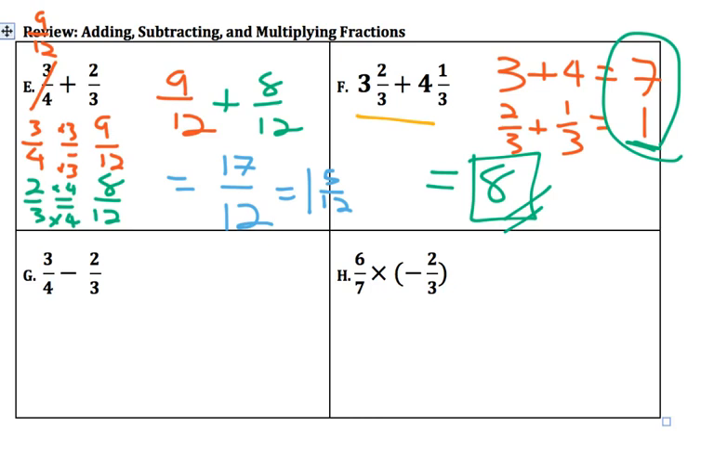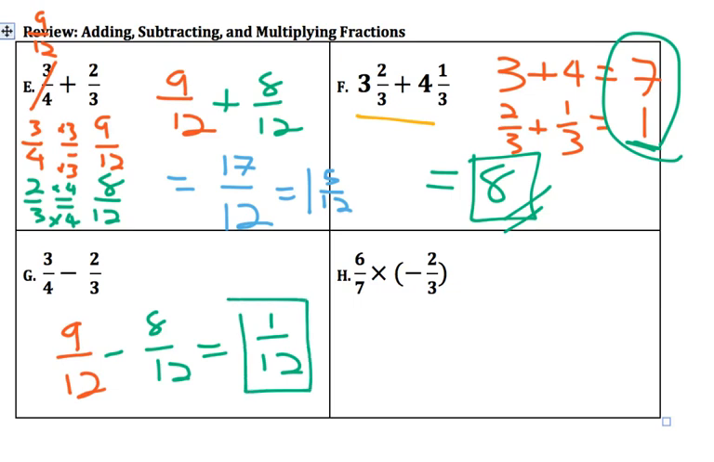Jumping down to G, G is the exact same as E, but instead we're subtracting. So I already know that 3/4 is equivalent to 9/12, and that 2/3 is equivalent to 8/12. And if we subtract those, if we have 9 of something and take away 8, all we'd have left would be 1. So the answer is 1/12.